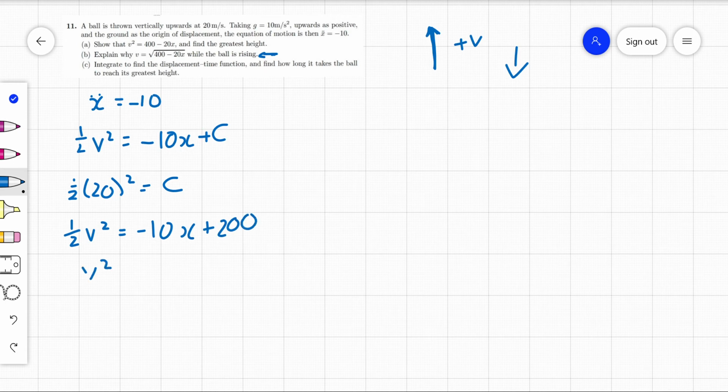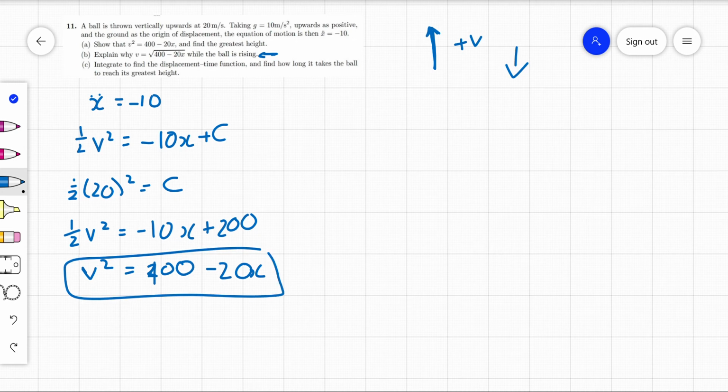So our v squared, if I multiply everything by 2, I'm going to put the 200 first, which becomes 400 minus 20x. So there's our v squared equation, which gives us our v equation of square root 400 minus 20x. We want to integrate to find the displacement time function. It tells us again what to do. It says to integrate to find displacement time.